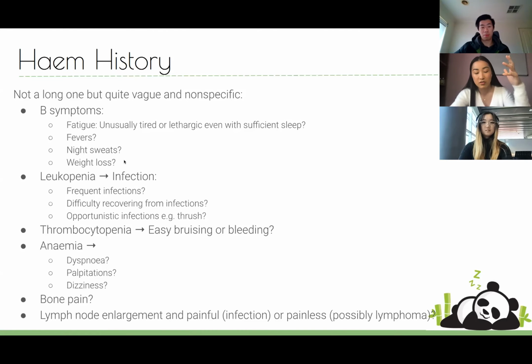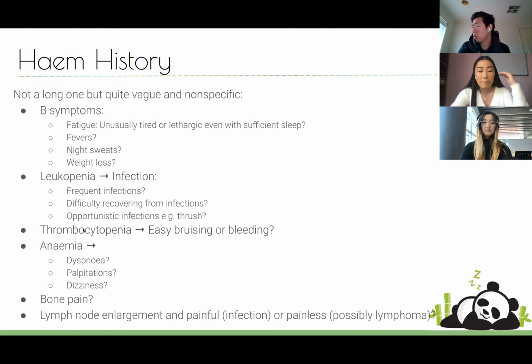That's going to be sort of non-specific for really any of the blood cancers. And then you start looking at the specific cell lines. So you've got your white cells, you've got your platelets, and you've got your red blood cells. If they've got a white cell problem, they're going to be more prone to infections. So you'd ask about frequent infections, difficulty recovering from infections, and specifically opportunistic infections like thrush.